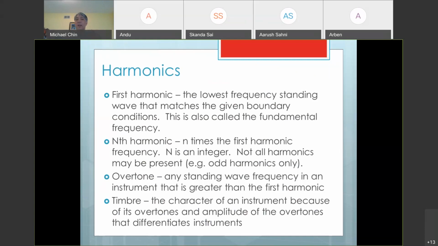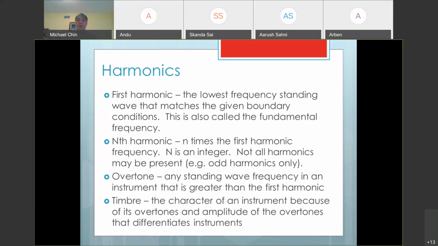Okay, you may not have every single harmonic present. This is especially true for the open-closed air tubes that we studied last year. In those cases, if you remember, only the odd harmonics were present, none of the even harmonics. The second harmonic doesn't match the boundary conditions. The fourth harmonic, same thing, doesn't match the boundary conditions.